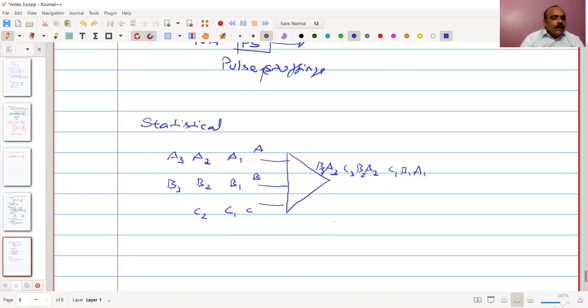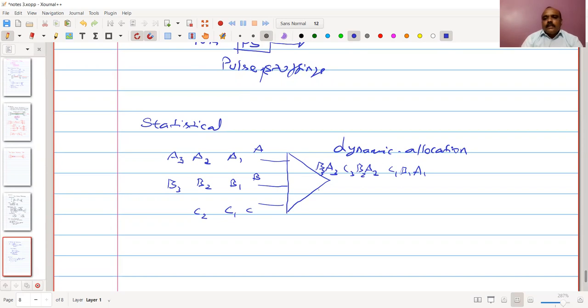So this is something like dynamic allocation. So we are having a dynamic allocation, right? So this is efficient when compared to our synchronous TDM, correct?